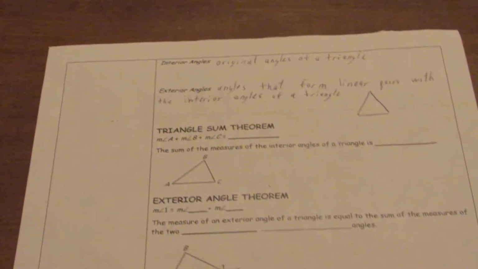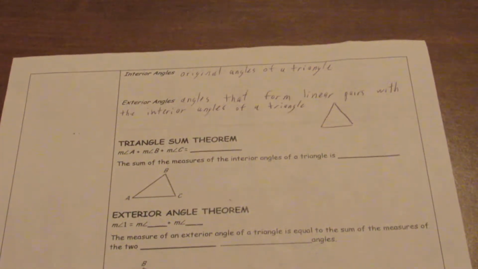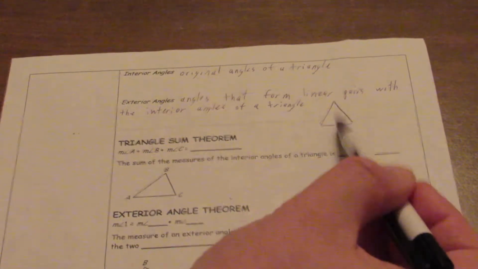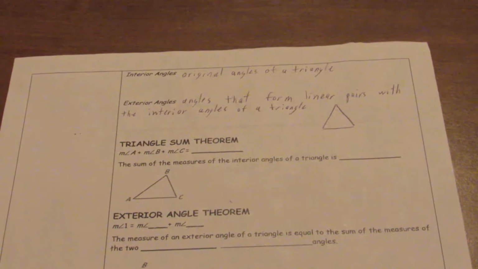Then going to the back, defining some stuff on our triangle. The first thing we define is the interior angles. They're the original angles of our triangle, inside here. Exterior angles are angles that form linear pairs with the interior angles of a triangle.